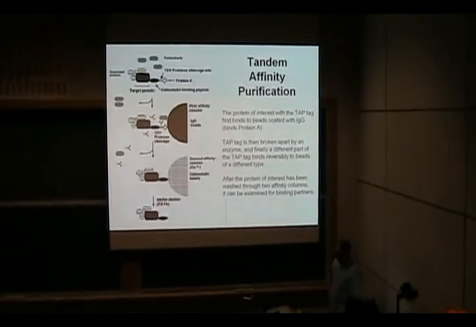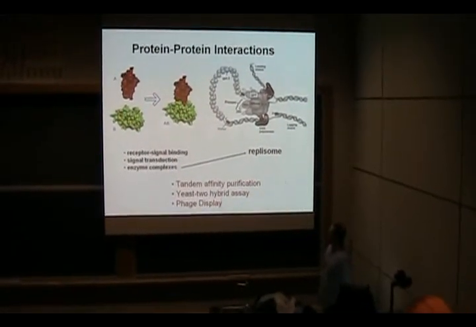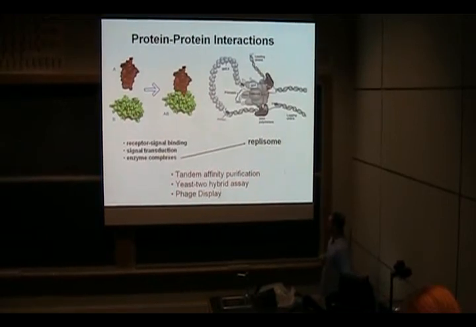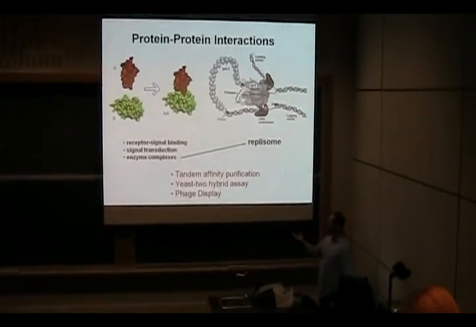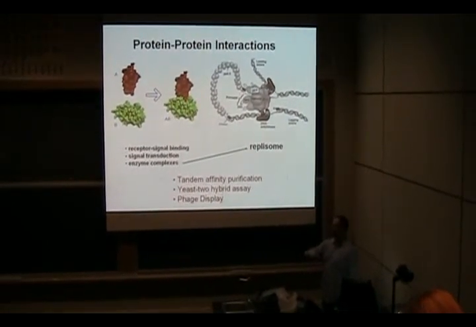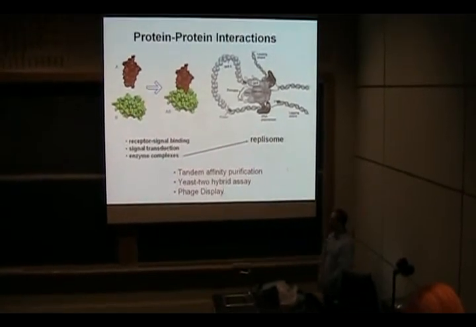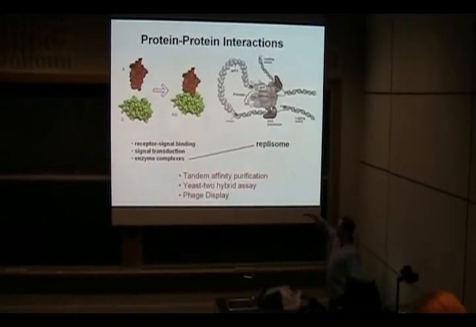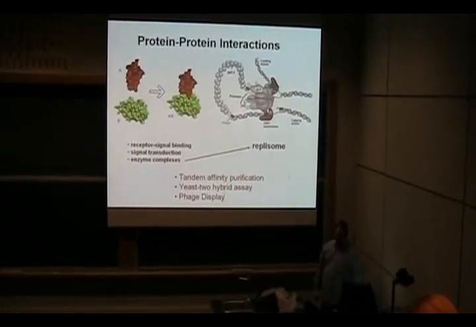So the first technique we're going to talk about is tandem affinity purification, and that's going to look pretty similar to affinity chromatography, where we had nickel and a His tag. This way, the affinity is going to be protein affinity for another protein. And then we're going to go into two that aren't really associated with chromatography at all: something called the yeast two-hybrid assay, and then phage display.